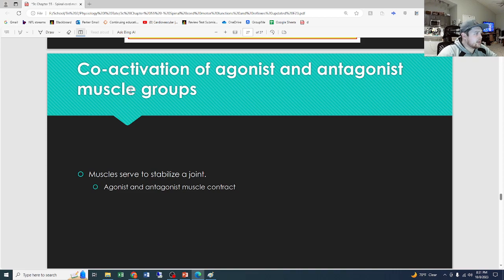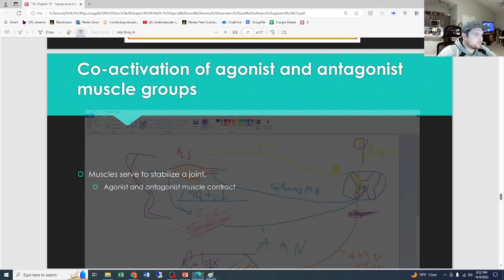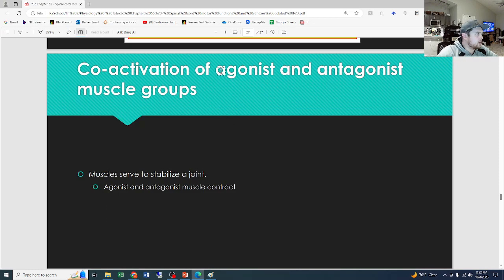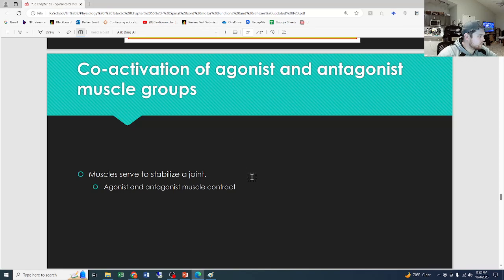Coactivation of agonist and antagonist muscle groups. Again, already explained this earlier. This is that part where we have the inhibition of the antagonist muscle. You also do get coactivation of any of the agonist muscles. So, for example, the quads, you do have other muscles that perform similar functions. Think like the TFL a little bit, or the smaller musculature in and around the knee.